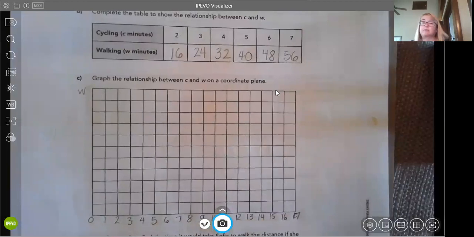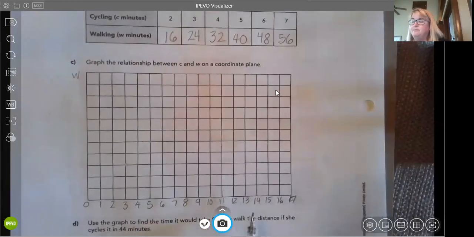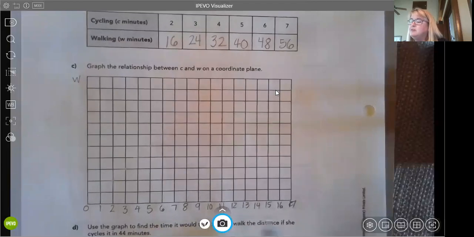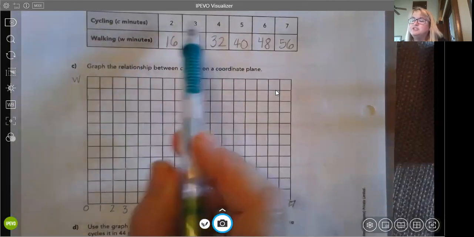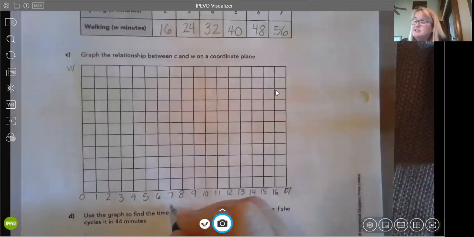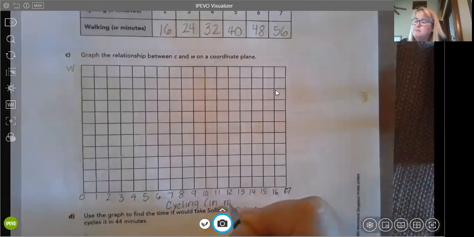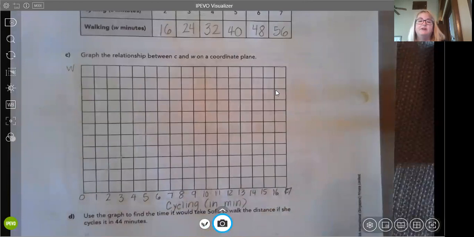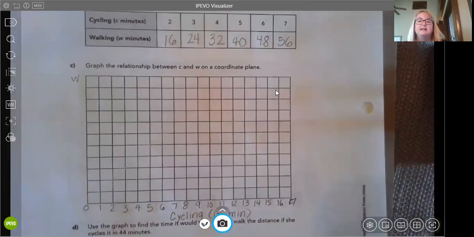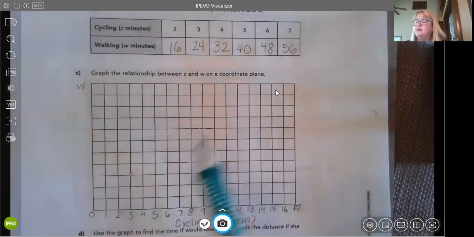We are writing our numbers, and now we need to tell what these numbers stand for. And these numbers, remember, are our C numbers, which are cycling in minutes. So we are going to write, these stand for how long it takes to cycle, or cycling, and write in minutes, because that's our unit.